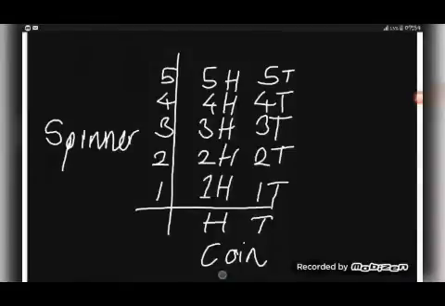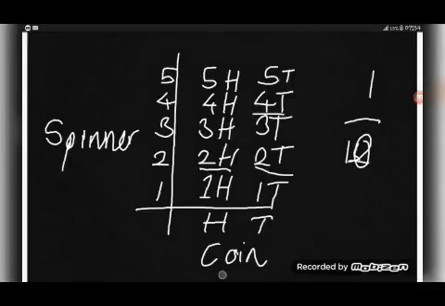So the probability of getting, let's say, 2 and a head would be 1 out of 10, because in this case we have 10 possible outcomes. The probability of getting a multiple of 2 and a tail would be 2 out of 10, because these are the 2 multiples of 2 and they are combined with the tail.